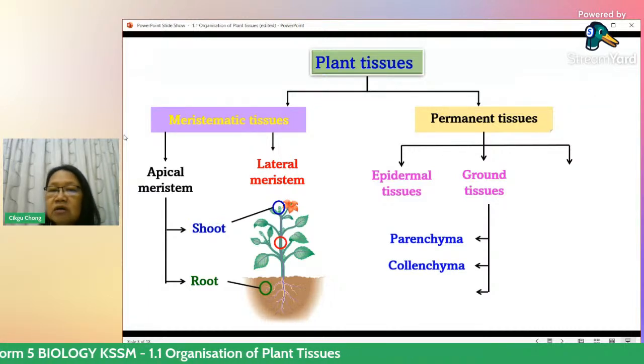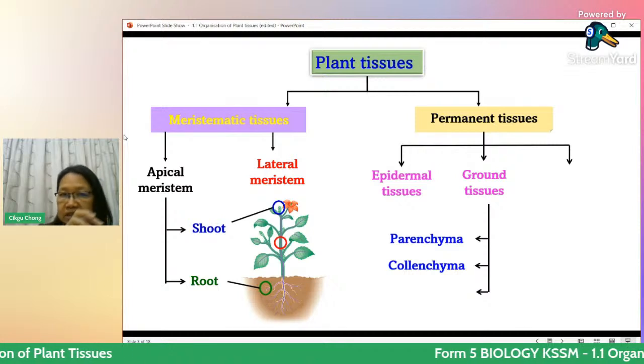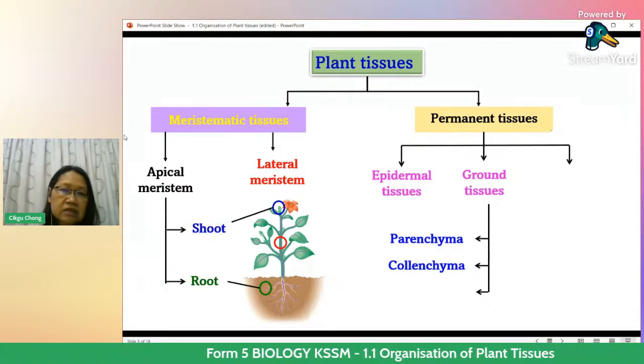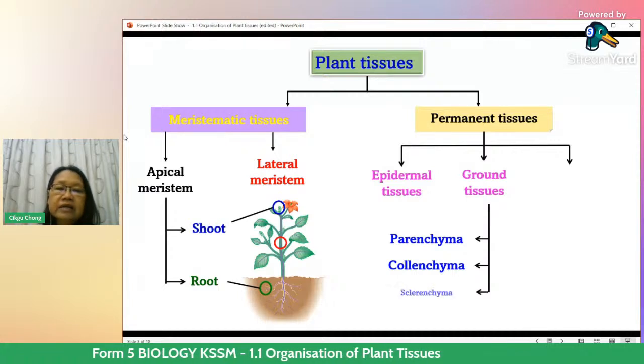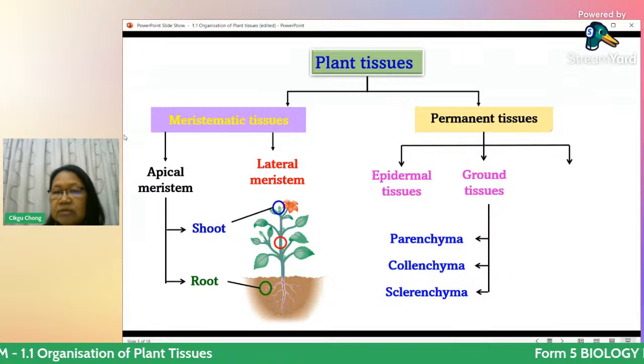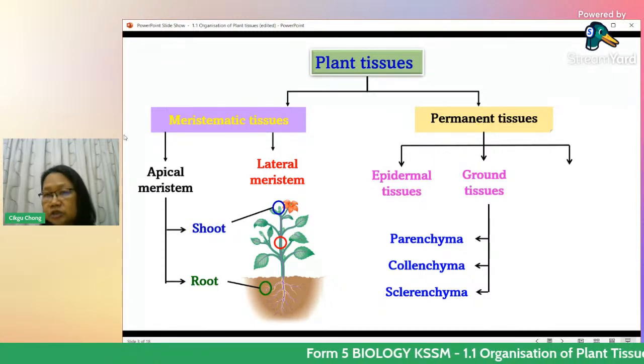Next one is collenchyma. It's also a permanent tissue. It also fills up the spaces in the stem and also in the root or in the leaf itself. And next one, sclerenchyma. So you have parenchyma, sclerenchyma, and collenchyma. These are the three types of ground tissues.